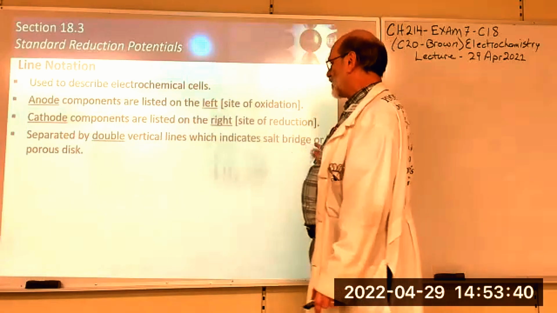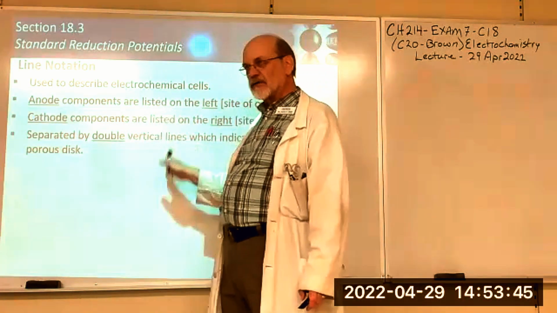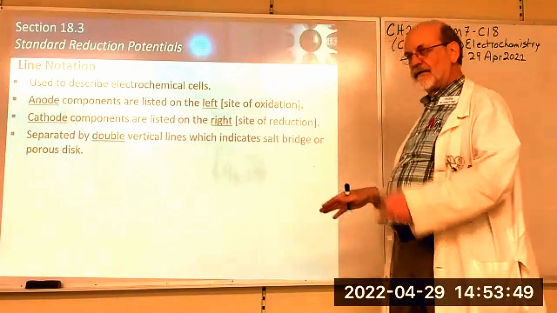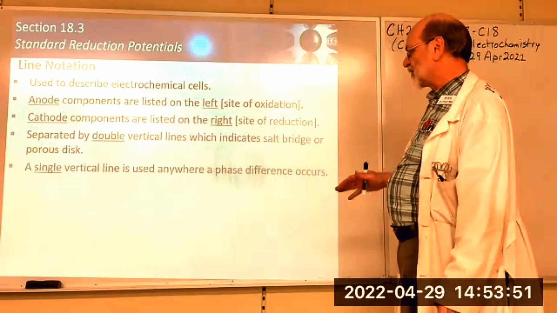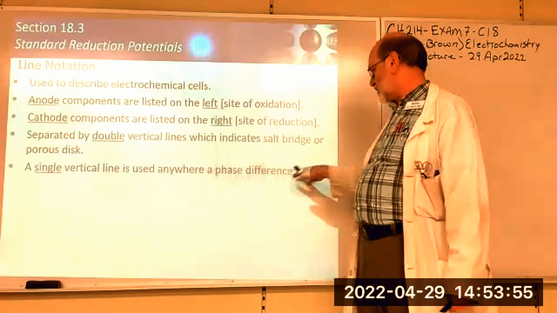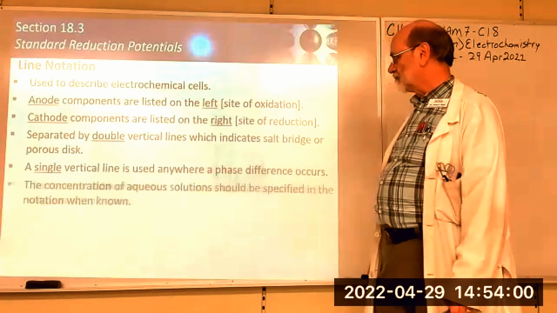The divider between the two cells is a vertical double line. That indicates a salt bridge. A single vertical line is placed in there if there is a phase difference anywhere in the reaction medium.